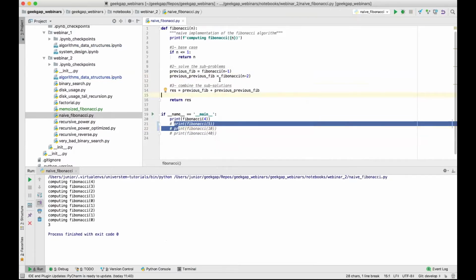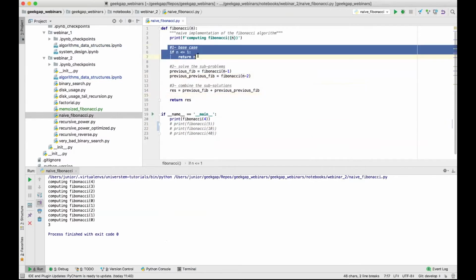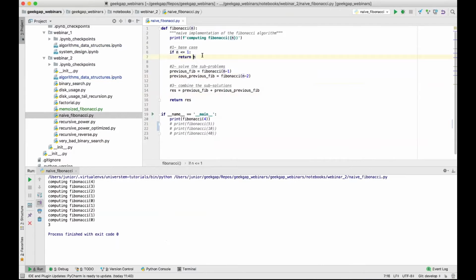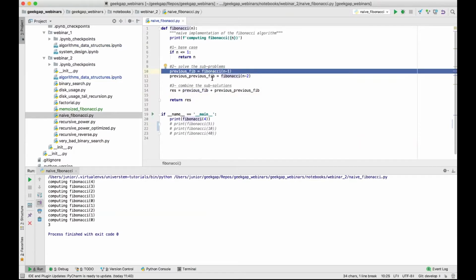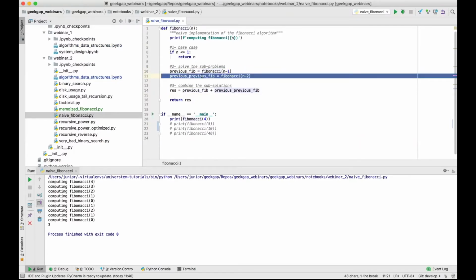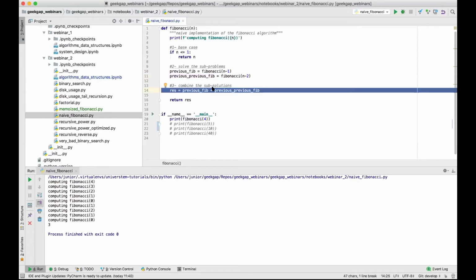You see here, it's exactly what we just defined. It's like the definition, really. So if it's the base case, you just return. We solve the sub-problems: previous Fibonacci is Fibonacci of n minus 1, previous of previous Fibonacci is Fibonacci of n minus 2. And then we combine the sub-solutions. That's it. Very simple problem. But something very interesting is happening here. Let's see by looking at what is being printed here.